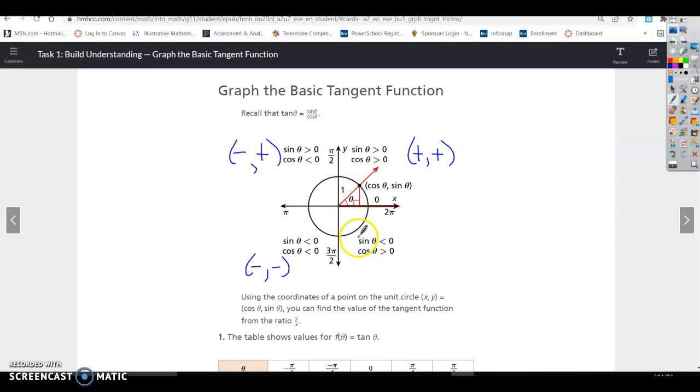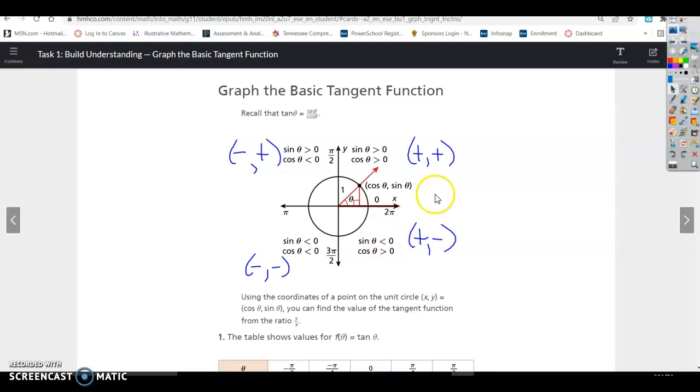And in the fourth quadrant, the sine is less than 0 and the cosine is positive, which makes sense because you're going positive x, negative y. Now, why are we reviewing the signs in the different quadrants? Because once again, tangent equals sine over cosine, so y over x.